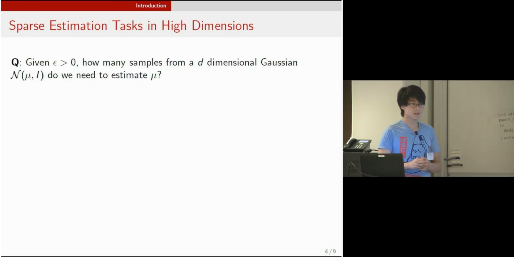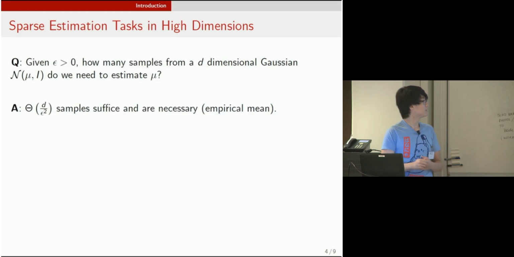Let me start with a very basic question. Given epsilon greater than 0, how many samples from a d-dimensional Gaussian, with mean mu and covariance identity, do we need to estimate its mean to error epsilon? So this should be fairly standard. We need d over epsilon squared samples. And this is both sufficient and necessary. And you just do something like the empirical mean.